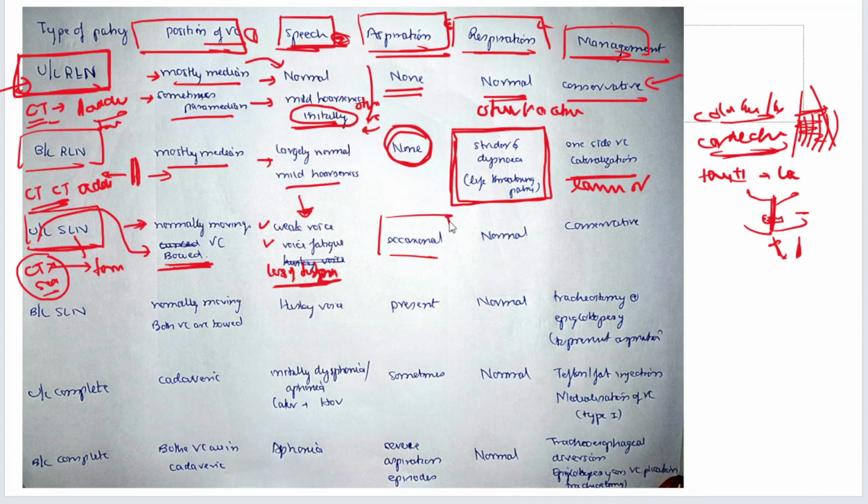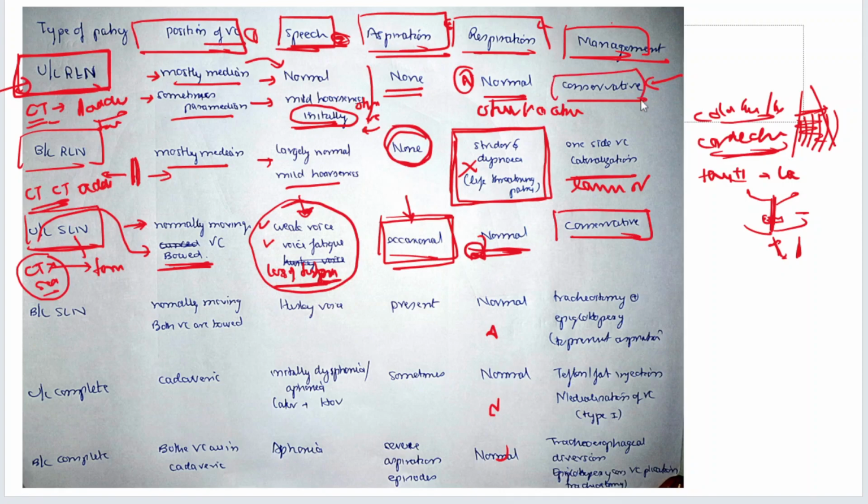Aspiration is present, occasional aspiration, because the sensation on one side is gone, but cough is there, and also the vocal cord will move to the midline. The chances of aspiration are very less. Once in a while, you may have aspiration. Other than this, respiration will be normal, because other than a weak voice and loss of timbre, the patient is not going to complain of anything. So conservative here and conservative here. Unilateral recurrent laryngeal nerve and unilateral superior laryngeal nerve palsies have conservative management.